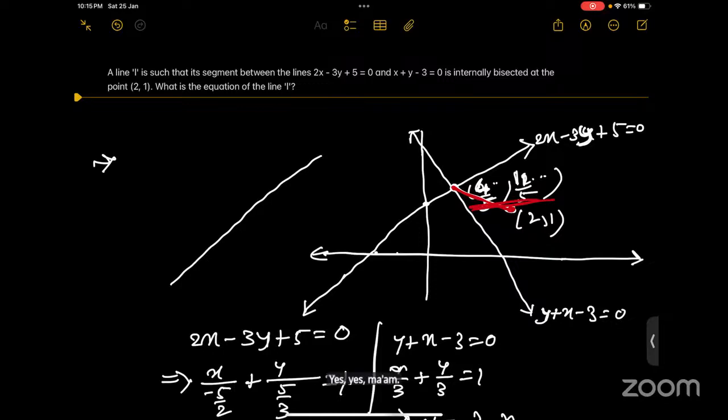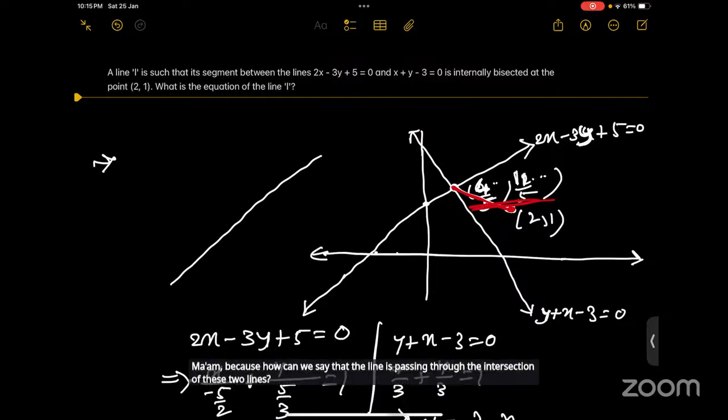You just try to get it. If not, then we will again discuss it in the next class. Ma'am, how can we say that the line is passing through the intersection of these two lines? How can we say that?